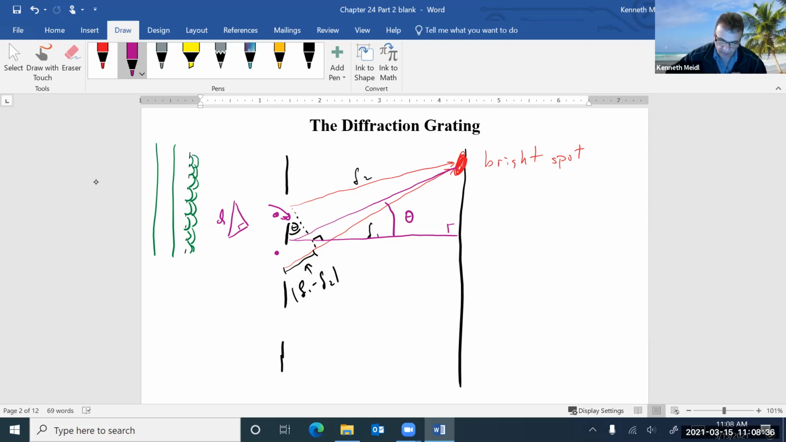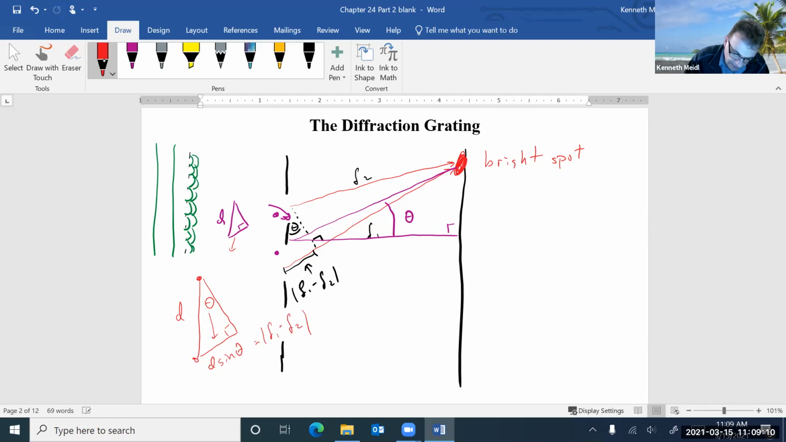And with exactly the same sort of mathematics that we saw last time, if I were to blow this up even more and look at that triangle right there, from here to there is the distance between the slits. And so this side over here is D times the sine of the angle. But that equals really the path difference, right?